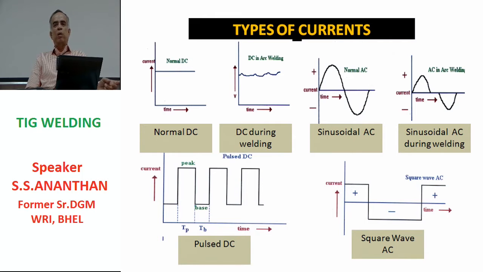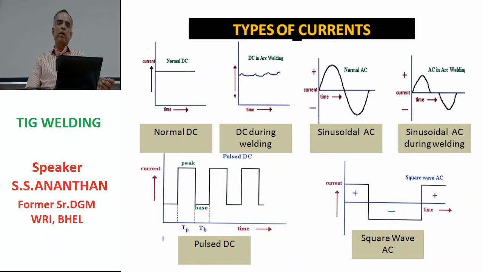For example, the positive cycle can be made 40% of the total cycle time, or it could be made even 70% of the total cycle time. This particular variation is possible due to the advanced electronics available today, and more importantly, this enables the arc cleaning of aluminum or magnesium according to the requirement of the industry.